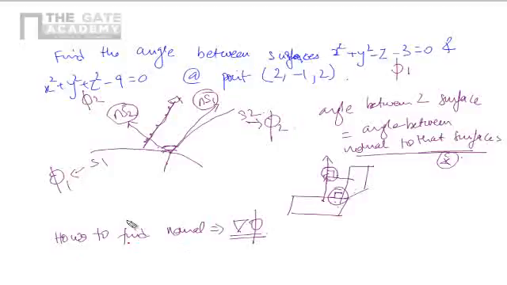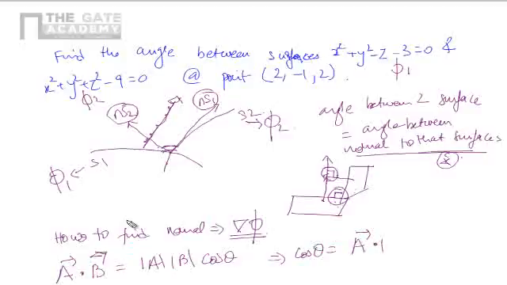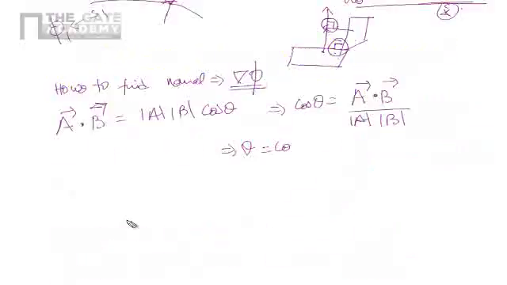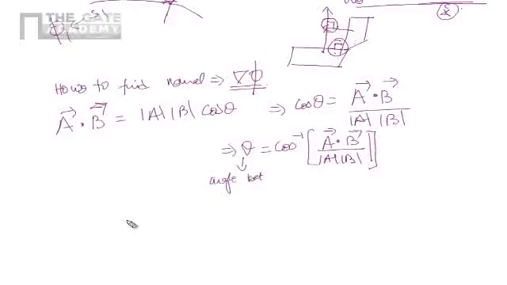Say for example I have two vectors, A vector and B vector. If I take the dot product of them, what will it give me? AB cos theta. So from this, how can I find cos theta? A vector dot B vector divided by mod of A into mod of B. So theta is nothing but cos inverse of A vector dot B vector divided by mod A into mod B, where theta is the angle between A and B.